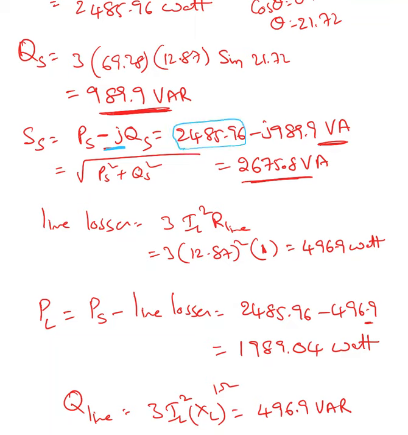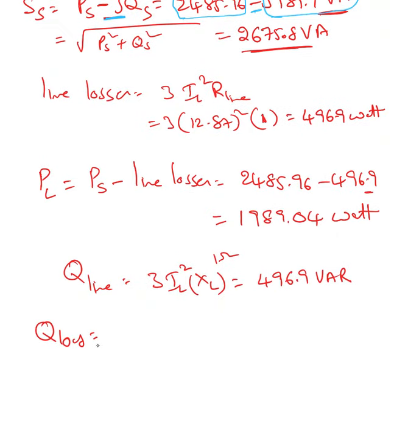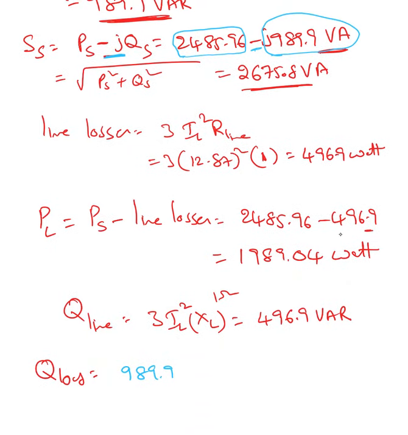2485.96 watts of active power. At the same time, it is receiving 986.9 volt ampere reactive of reactive power. So that's what the minus indicates. So the load is supplying it back how much? 989.9, as well as it is supplying this much, 496.9 to the line. So the total 1486.8 volt ampere reactive. So don't get confused.